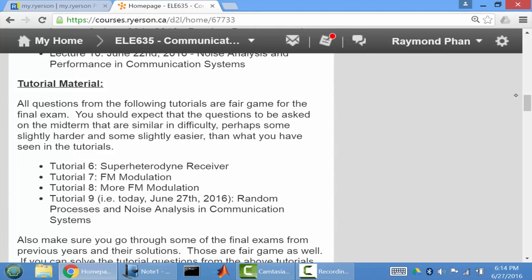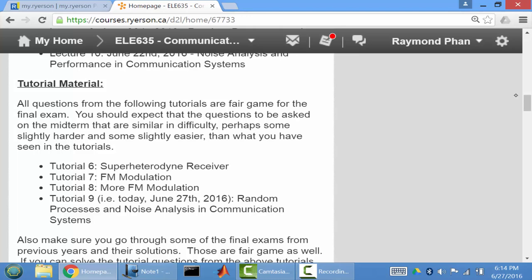Tutorials 1 through 5 were AM modulation, single sideband, double sideband, that kind of stuff, which was before the midterm. That you don't need to know for this exam. Well, there is some basic knowledge you do need to know, of course, but specifically asking for double sideband suppressed carrier questions or single sideband, you don't. Okay? So you're only responsible for 4 tutorials.